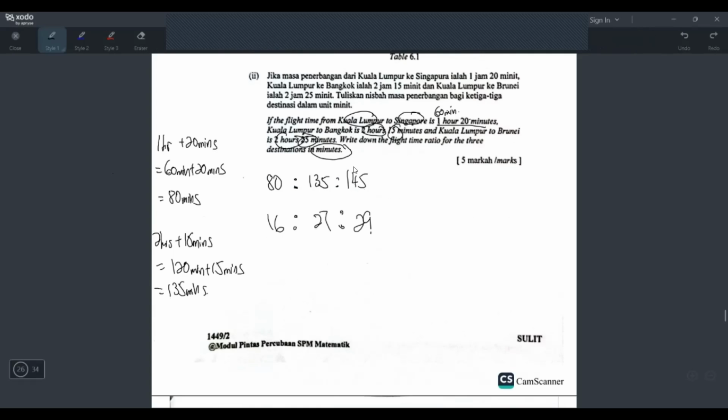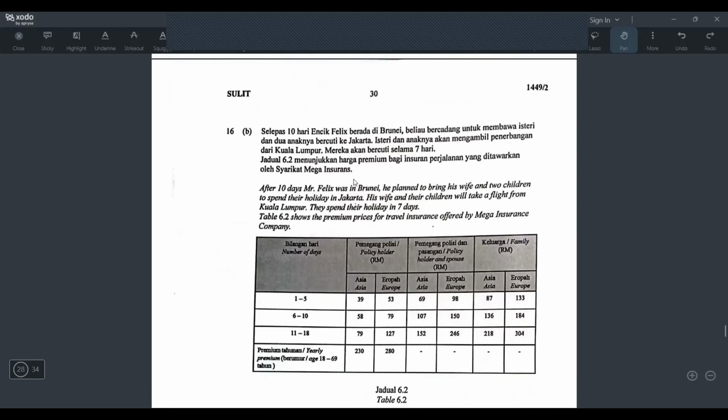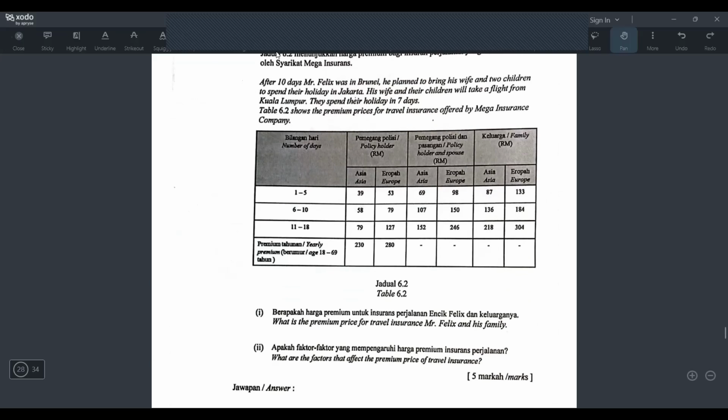I'll write down a bit. So 2 hours 45? 25, sorry. 2 hours plus 25 minutes. So it'll be 120 minutes plus 25, so you end up with 145 minutes. That's why the ratio is 80, 135, 145. And when you simplify, this is your final answer. Ratio can be simplified. Ratio is like a fraction, you can simplify. Okay, done already.